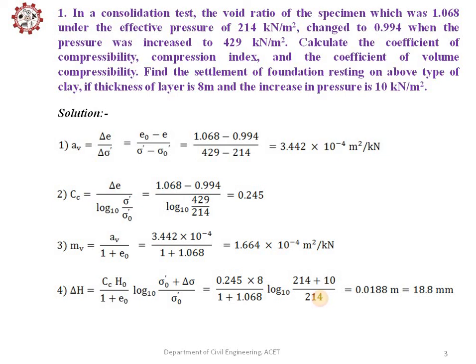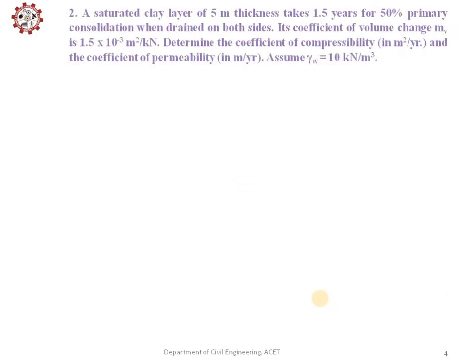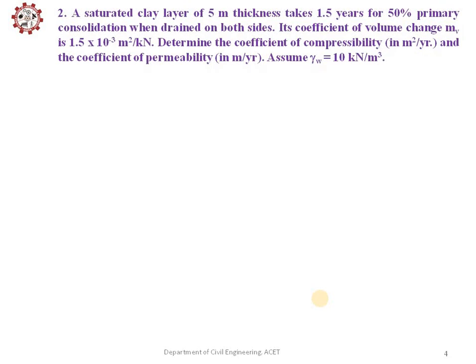Now second: a saturated clay layer of 5 meter thickness takes 1.5 years for 50% primary consolidation when drained on both sides. Its coefficient of volume change mv is 1.5 into 10 raised to minus 3 meter square per kilonewton. Determine the coefficient of consolidation in meter square per year and the coefficient of permeability in meter per year. Assume gamma w equals 10 kilonewton per meter cube.